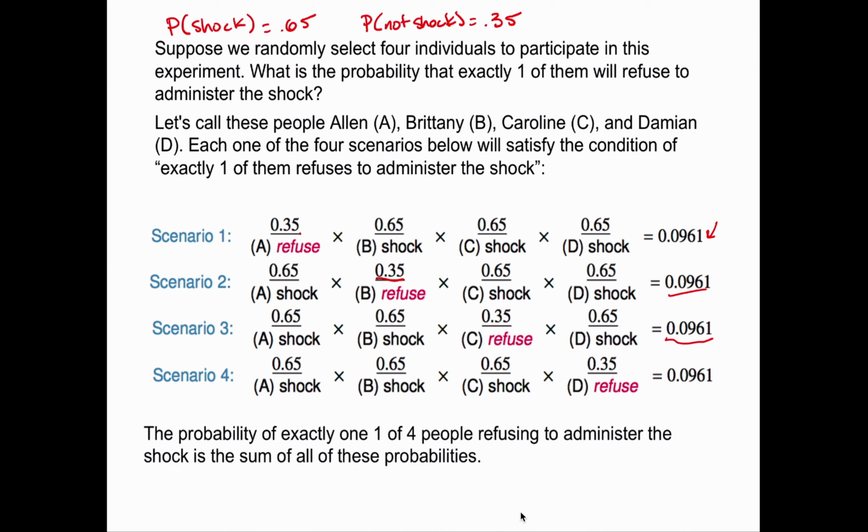So the probability of exactly one of these 4 people refusing to administer the shock is going to be the sum of all of these probabilities. All of these probabilities are the same, so we could just say 4 times 0.0961, which would be 0.3844, if I just did that math right. So, the probability that exactly one person refuses to administer the shock is 4 times that individual probability.